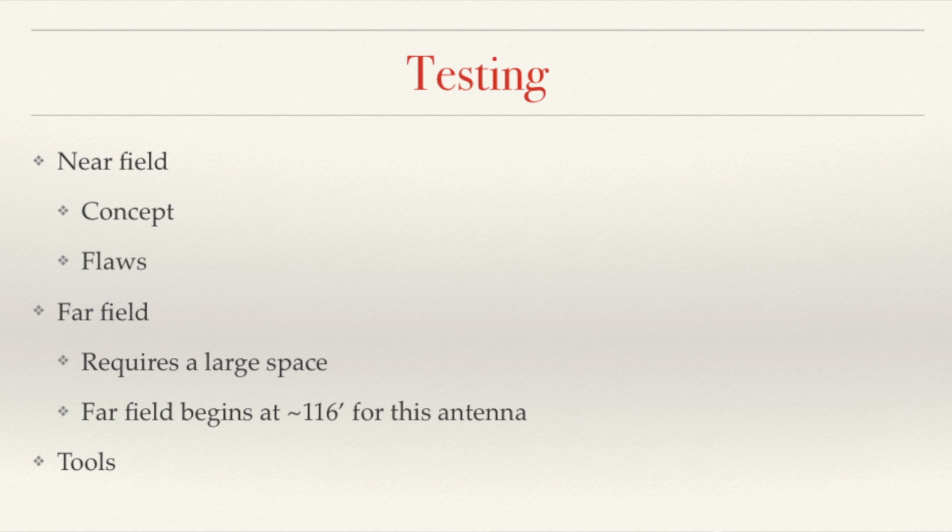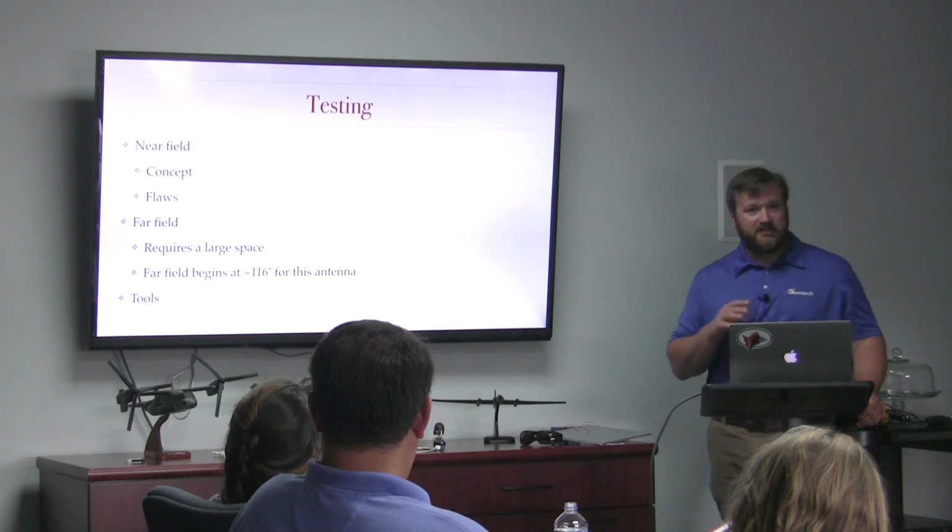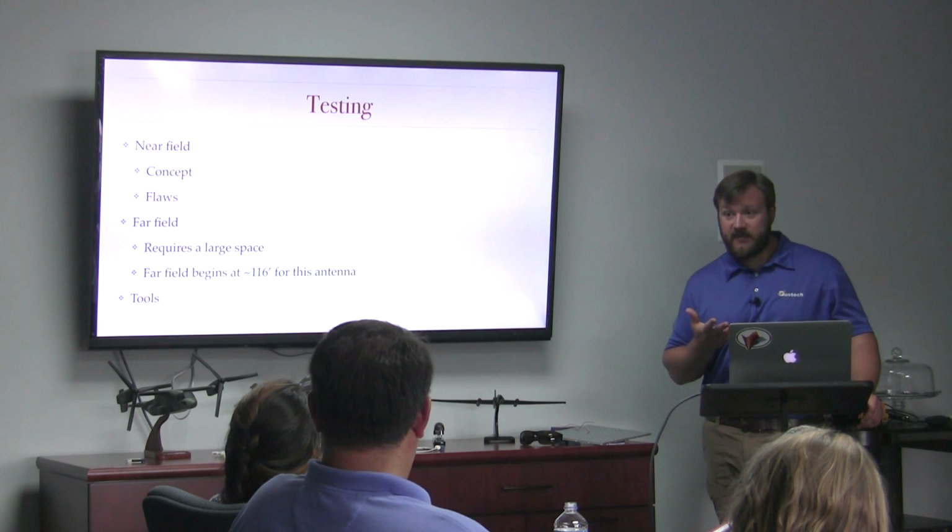At some point we're going to have to test this project. We're going to have to get this antenna back. It's getting ready to get crated and dip brazed. How are we going to go about doing that? Well, there's a difference between near field and far field, and it has to do with the cross section of spacing of elements in the antenna. For this application, the near field far field transition is between 115 and 116 feet.